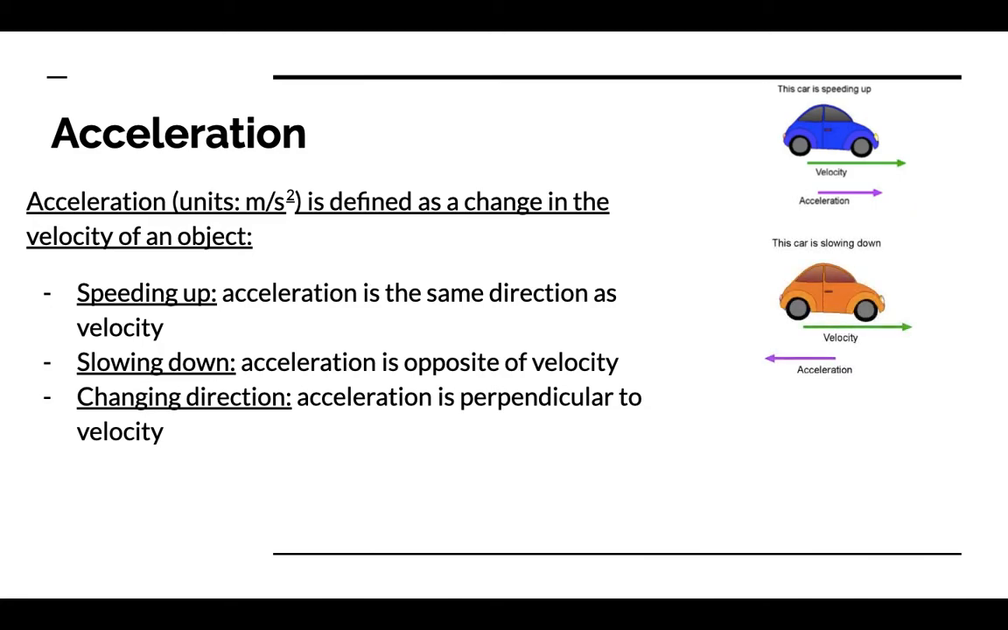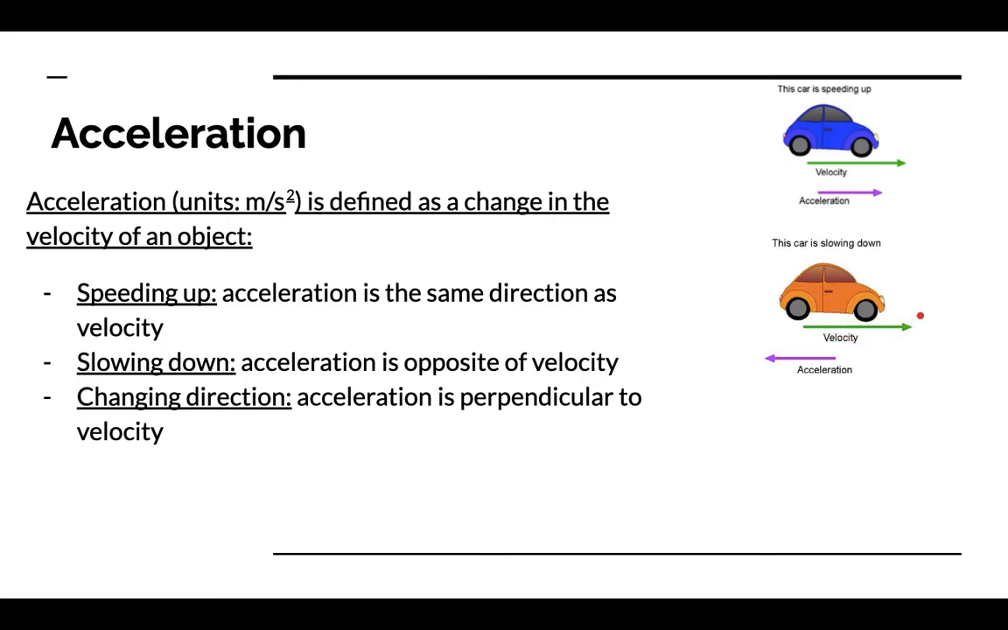Now, for slowing down, if pushing on the accelerator is like pushing the car forward to cause it to speed up, slowing down is like pressing on the brakes. And when we press on the brakes of a car, it's like the brakes are pushing against the car to slow us down. So in the case when we're slowing down, acceleration will be opposite of your velocity.